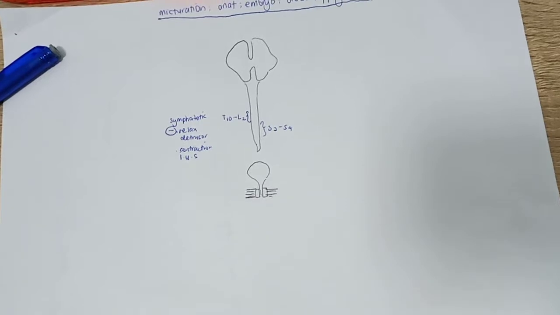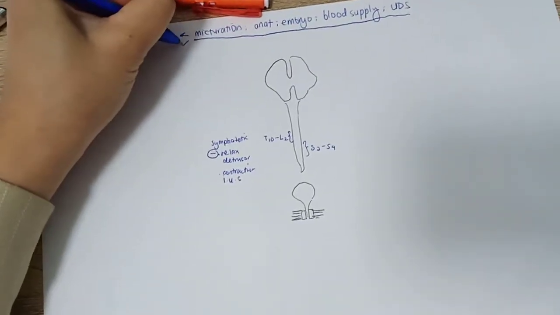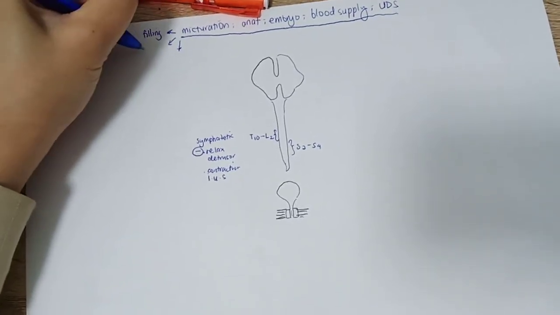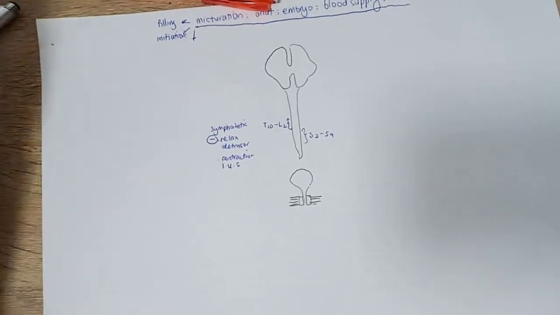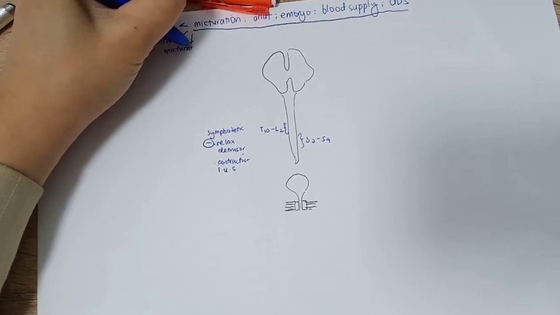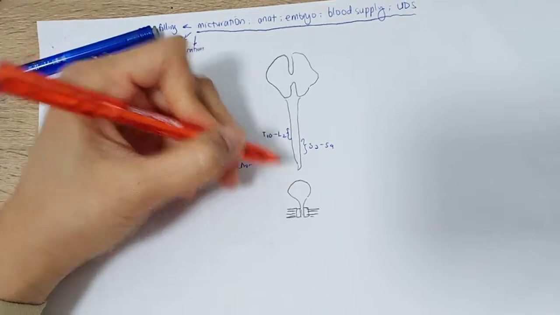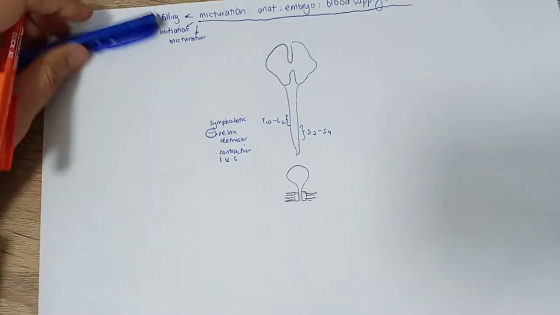Okay, so let's begin with micturition. Micturition consists of three phases. The first one is the filling. Second is the initiation. And the third one is the micturition itself. So what happens here? This is an involuntary reflex.